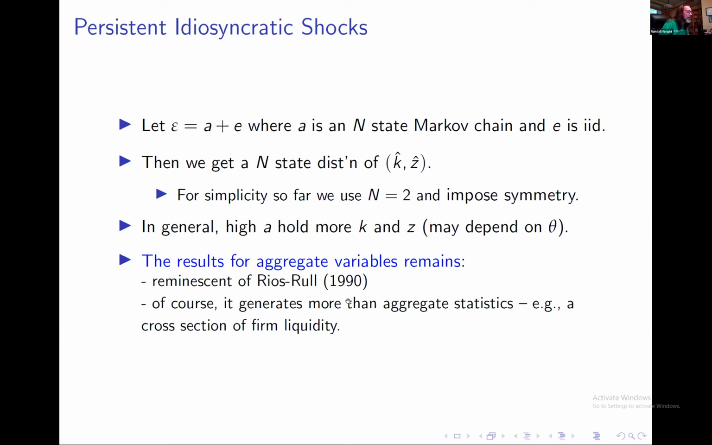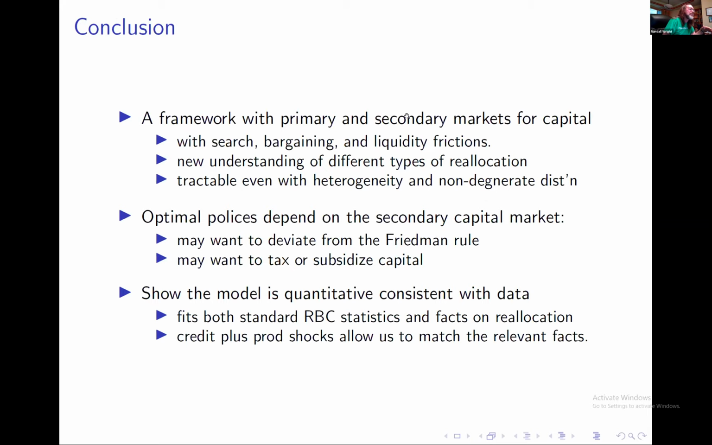To conclude, we try to do three things. We build this framework for studying secondary capital reallocation with search, bargaining, and liquidity. We're able to capture both full and partial sales. The model's still pretty tractable for steady states. It's like shifting curves. And even with heterogeneity and non-degenerate distributions, it's fairly tractable. I didn't have time, but there are novel policy implications, like you want to deviate from the Friedman rule in general. You almost certainly do want to subsidize investment.